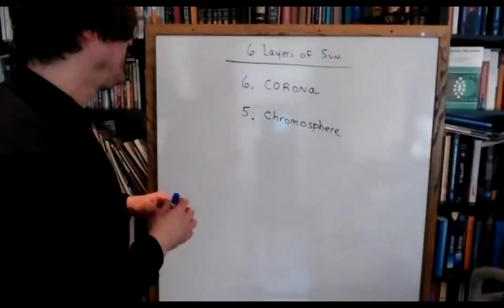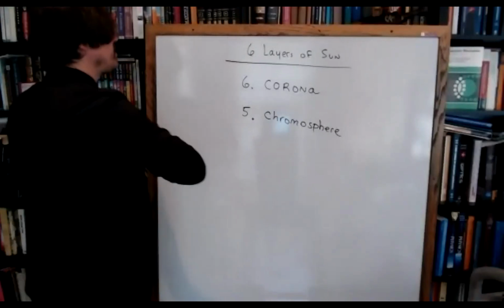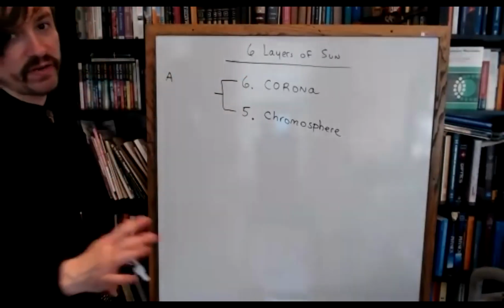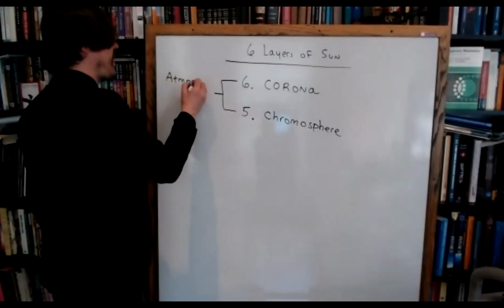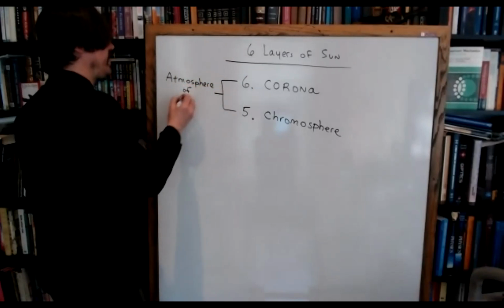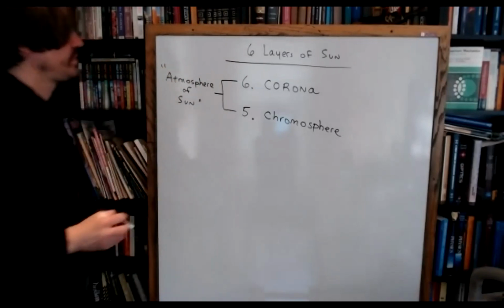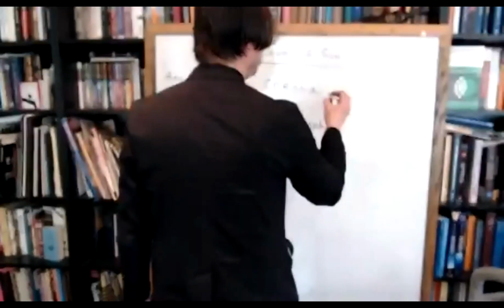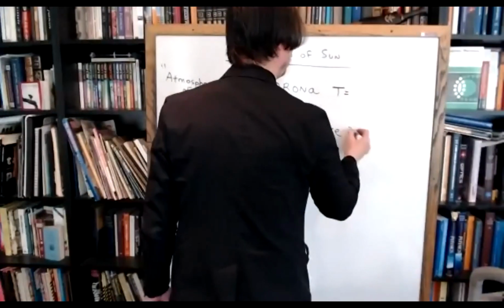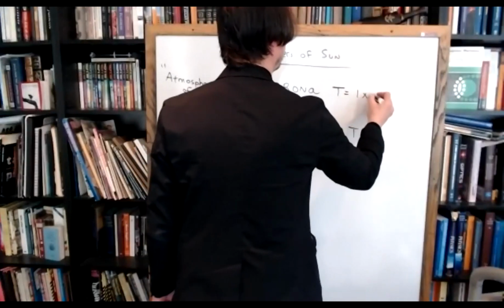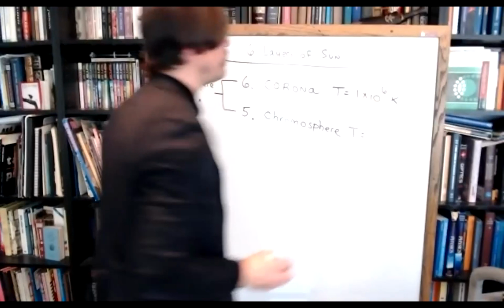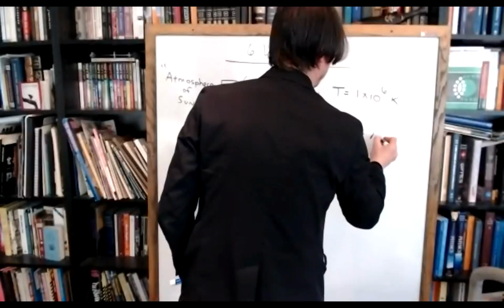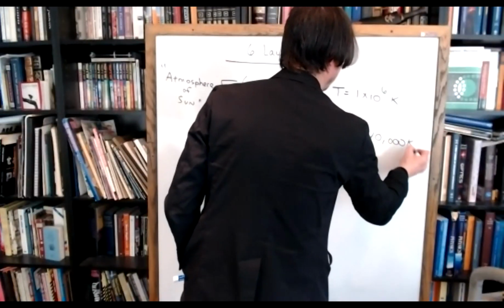Taken together, these two layers of the sun function somewhat like a planetary atmosphere. It's a very loose analogy, okay? But you can think of this as the atmosphere of the sun. Let's start by listing their temperatures. The corona is usually pegged to the extraordinary temperature of 1,000,000 Kelvin, while the chromosphere is more modest at 10,000 Kelvin.